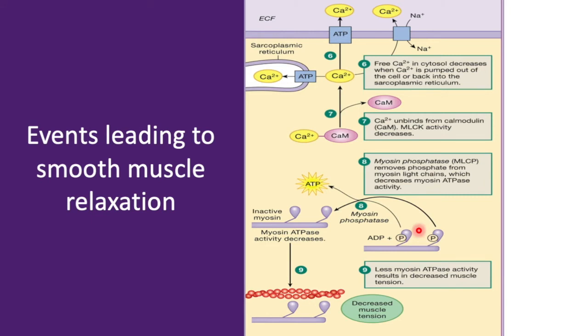MLCP will dephosphorylate MLC, or it will remove phosphate from the myosin head. So this will inhibit myosin ATPase. So by this point, there will be no ATP to energize the myosin head. So myosin will not bind to actin. And this will result in smooth muscle relaxation.